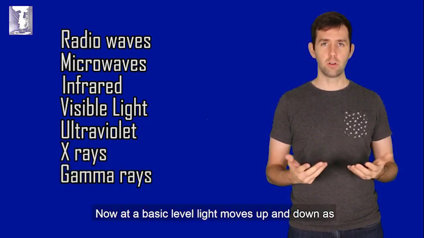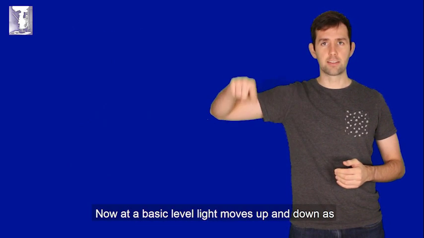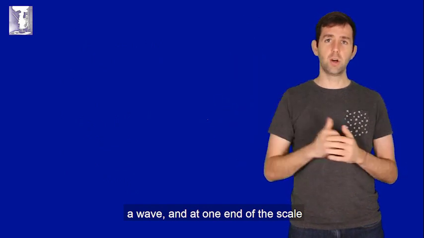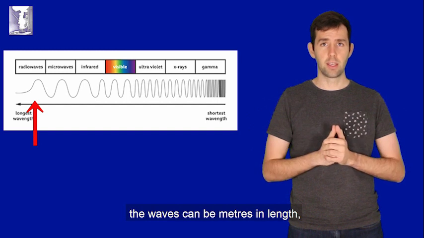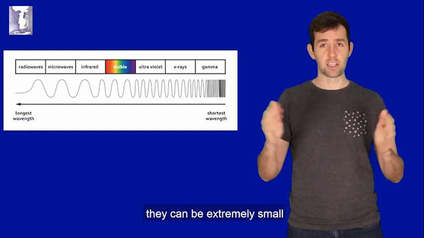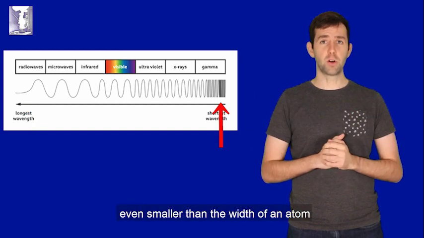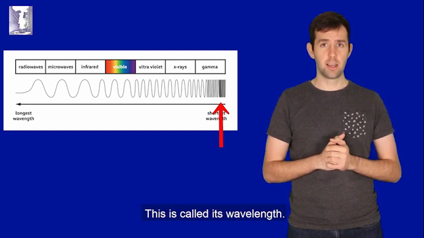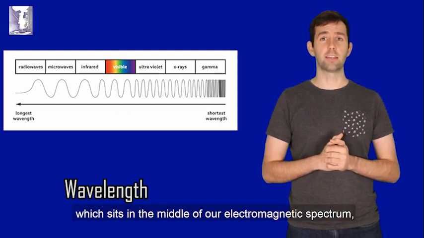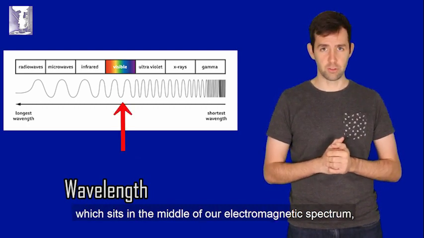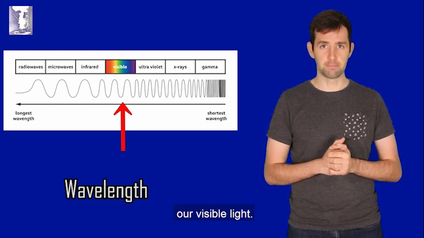Now at a basic level, light moves up and down as a wave. And at one end of this scale, the waves can be meters in length. And at the other end of the scale, they can be extremely small, even smaller than the width of an atom. This is called its wavelength. So let's start by looking at the light that we can see, which sits in the middle of our electromagnetic spectrum, our visible light.